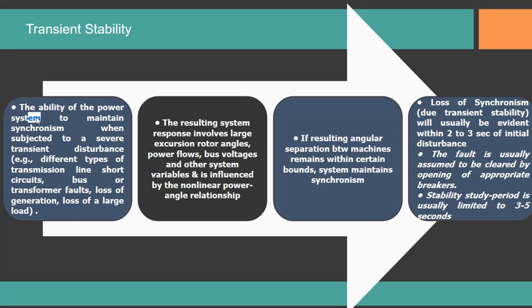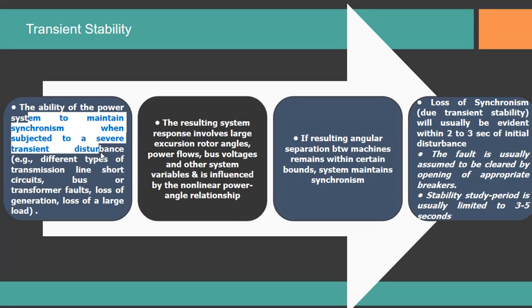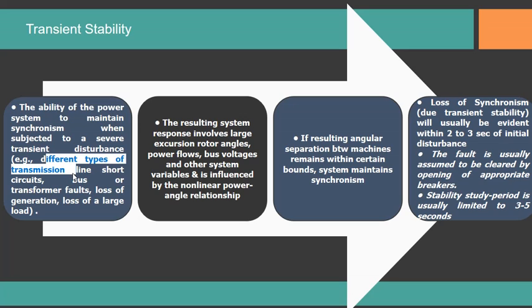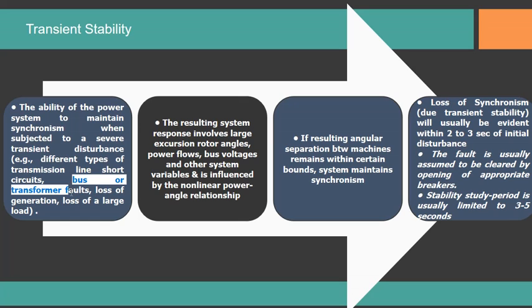So the ability of the power system to maintain synchronism when subjected to a severe disturbance. The disturbance may be due to short circuits on transmission lines. The short circuit may be a line to ground fault, line to line fault, three phase fault, or three phase to ground fault. Others are transformer faults, loss of generation, and loss of large load.